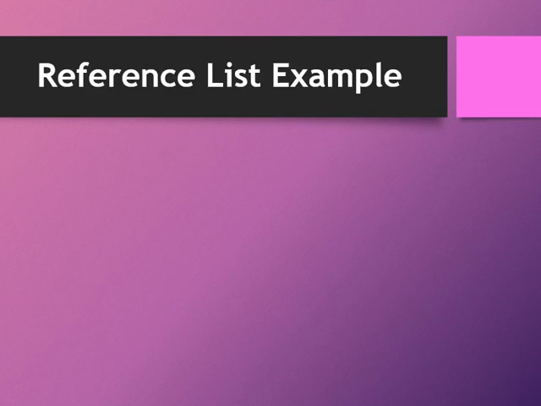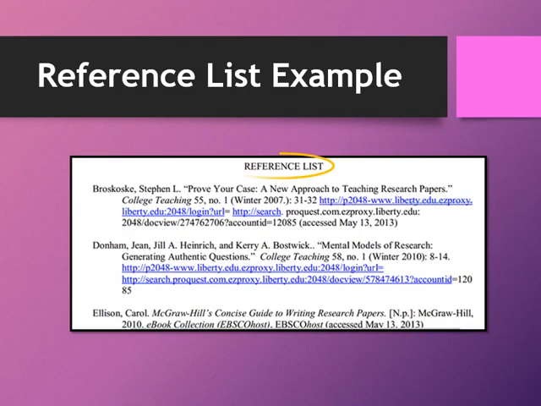On your reference list page, center the words Reference List at the top. All citations should be ordered alphabetically by the author's last name. If there's no author, use the title of the source. Indent every line after the first in each citation 5 spaces.